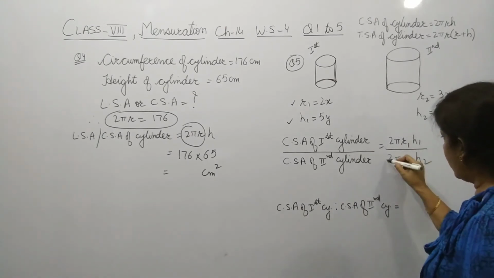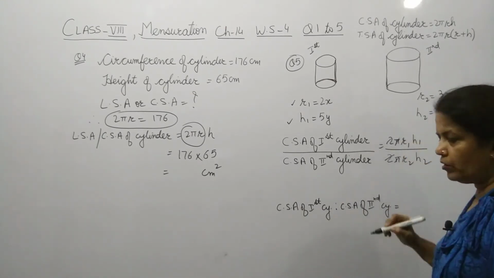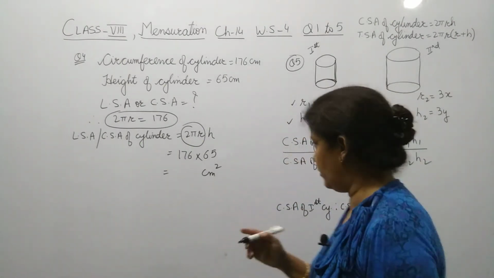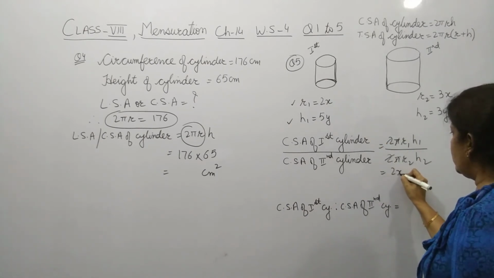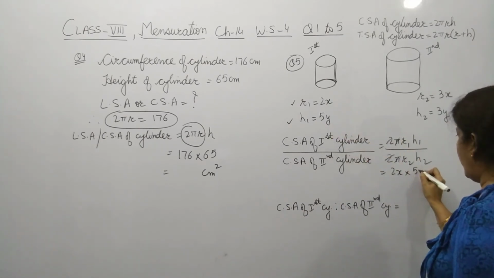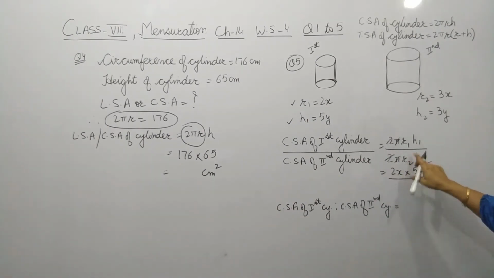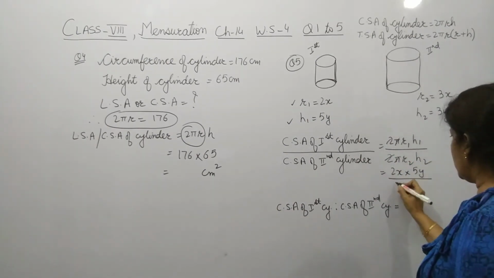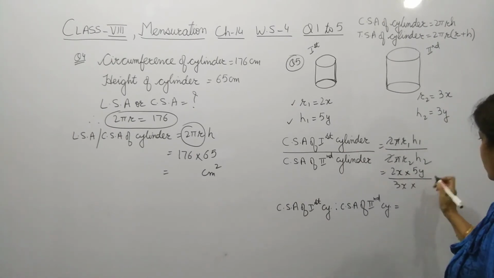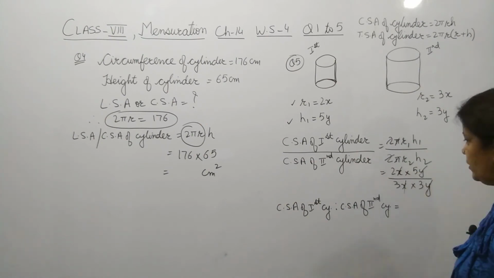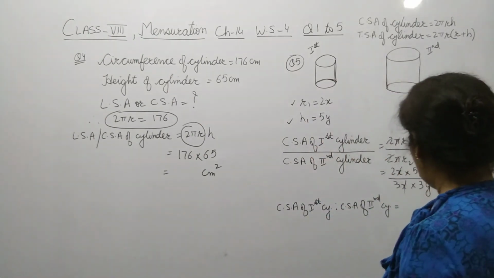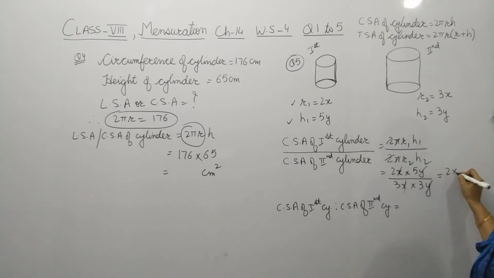Now observe, this cancels. There is no need to put the value of pi here. Now in the remaining part, substitute their values: 2x multiplied by h1 which is 5y, and in the denominator r2 is 3x multiplied by 3y. Now let's see, can we cancel the terms? Yes, we can cancel the variables here. So it will come as 2 into 5 upon 3 into 3. So it is coming as 10 upon 9.